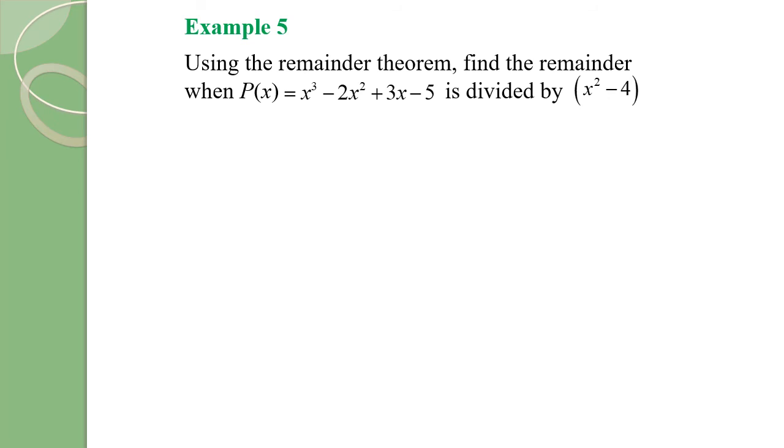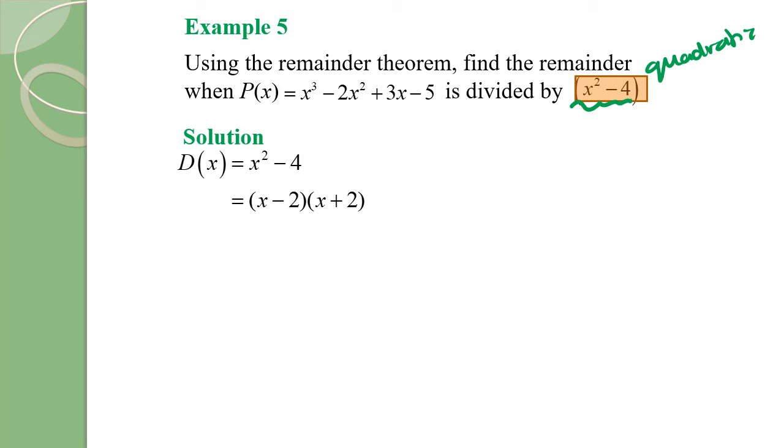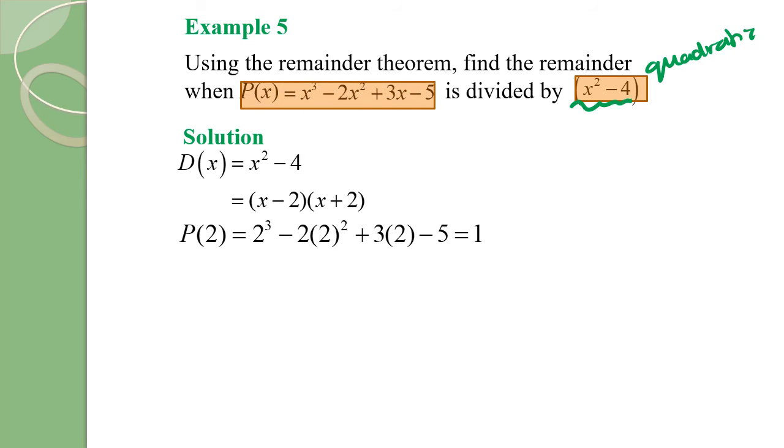Let's do some examples. Using the remainder theorem, find the remainder when P(x) equals x cubed minus 2x squared plus 3x minus 5 is divided by x squared minus 4. So the divisor is a quadratic. It can be factorized into two linear factors, which are x minus 2 and x plus 2.